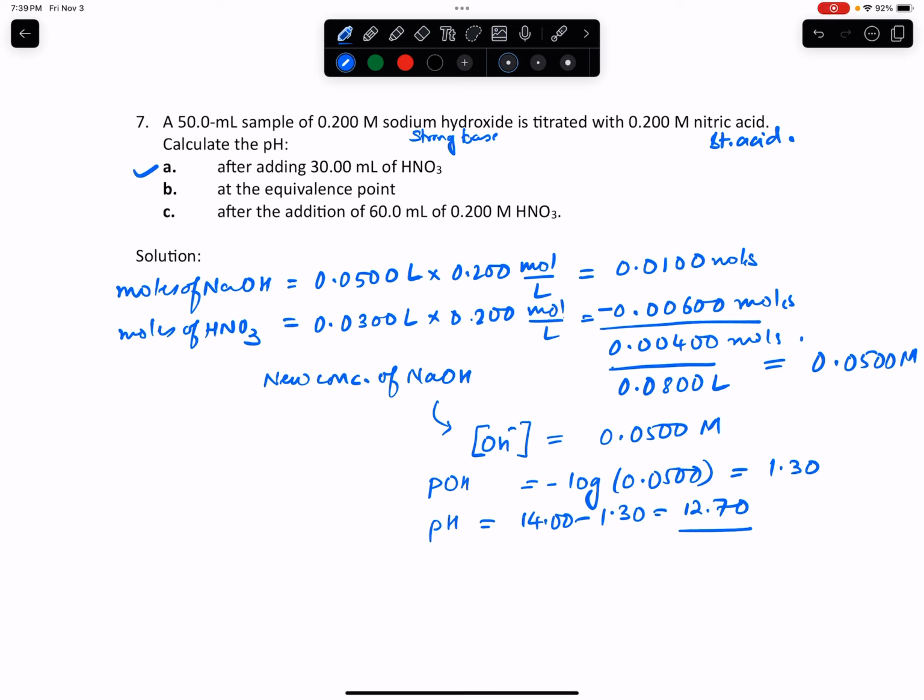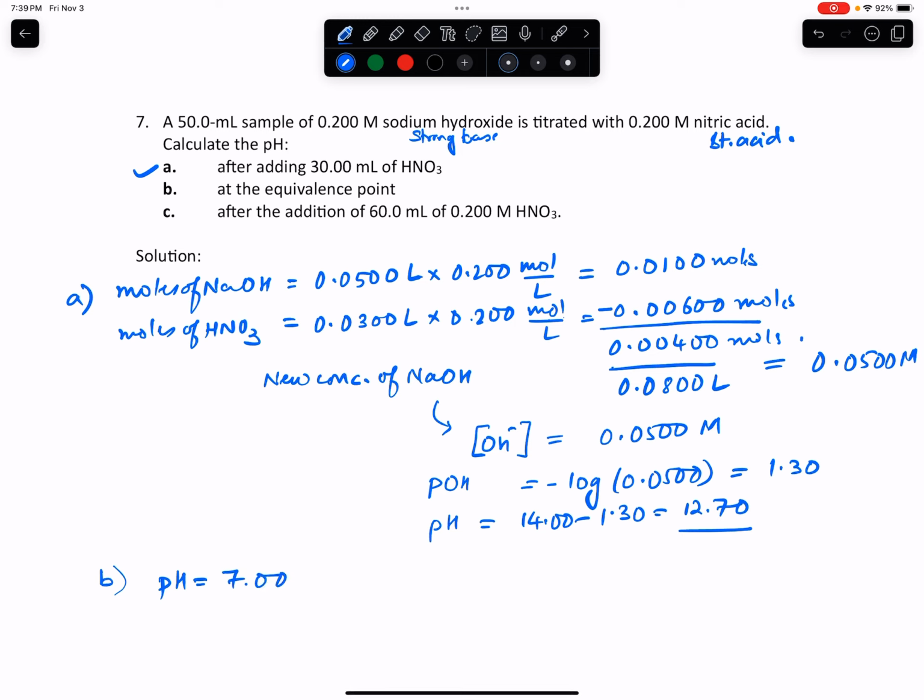The next question says, what is the pH at the equivalence point? This one doesn't really require us to do anything, because at the equivalence point, the number of moles of nitric acid equals the number of moles of sodium hydroxide. Since they equal each other, they neutralize each other. Therefore, the pH has got to be 7. So we write pH is equal to 7.00.